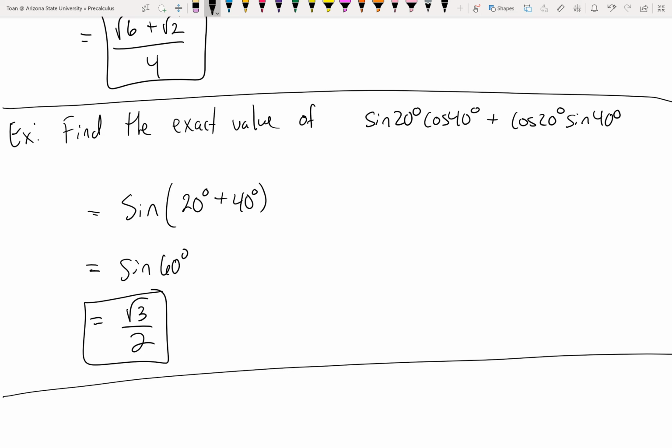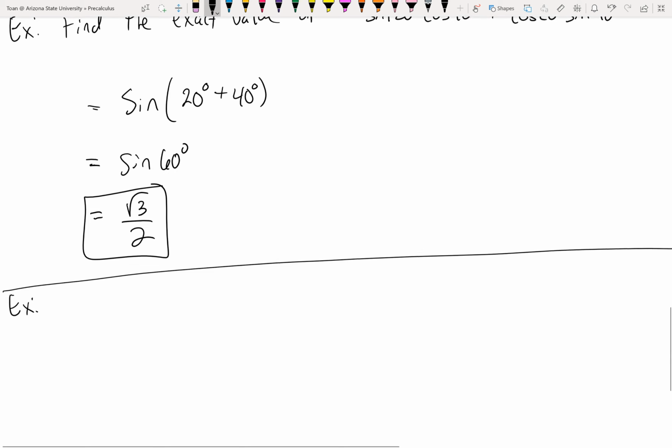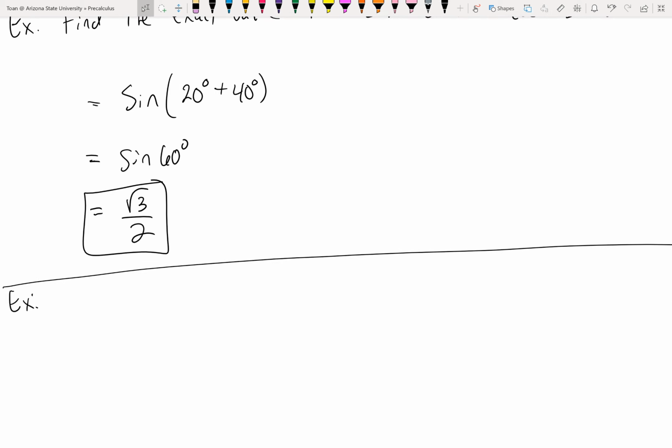So that's something I'm going to expect you to be able to do: use these sum and difference formulas to evaluate, to find the exact value without a calculator. But of course, the bulk of this unit, the whole point of learning these identities, is to manipulate trigonometric expressions, to rewrite trigonometric expressions, to apply algebra to trig.